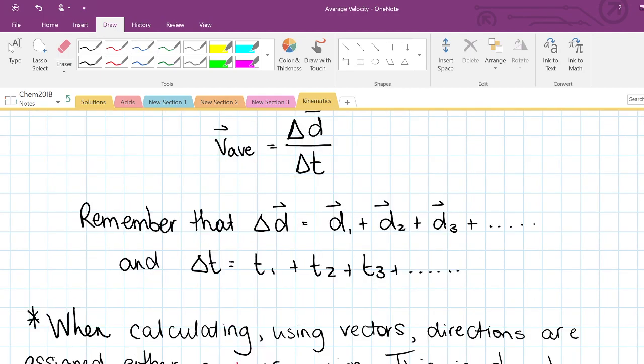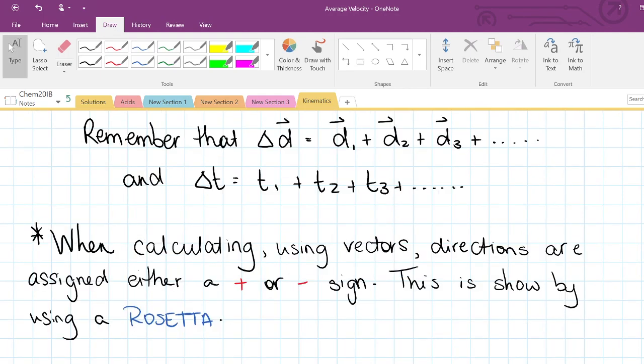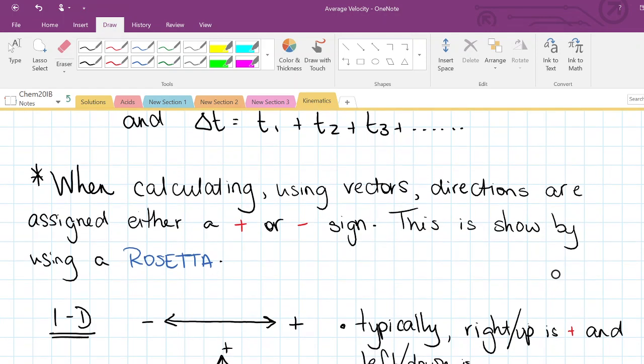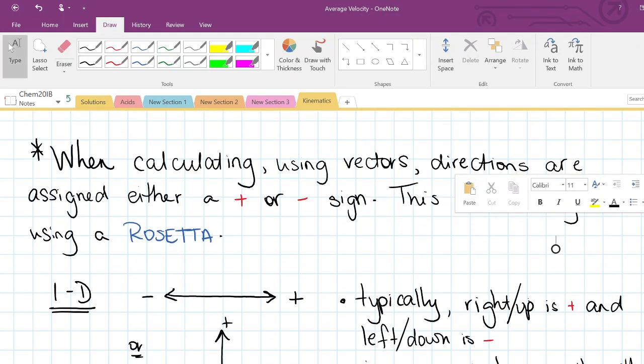The thing to keep in mind when we're doing calculations that involve vectors is that we need to assign a positive sign and a negative sign to our magnitudes. That's how, when we're calculating, we assign a direction to our magnitudes. And the way we assign our signs is we use a rosetta. So on our long answer problem, what we have to do is insert a rosetta to indicate what we are going to call positive and what we are going to call negative in our particular calculation.